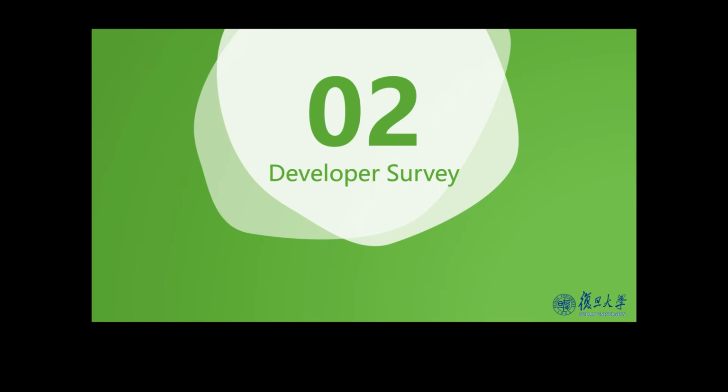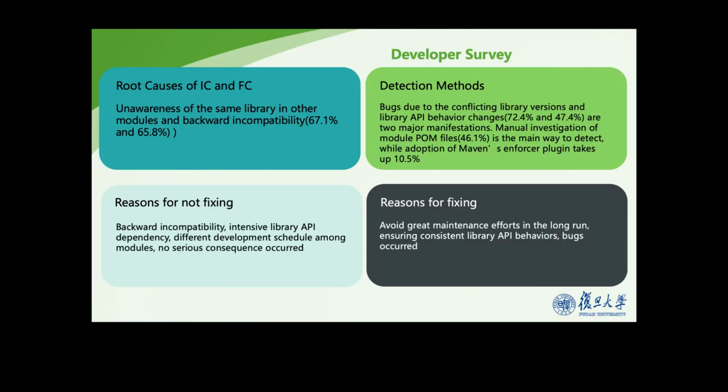Next we come to the developer survey. We sent out developer surveys to 443 highly starred Java projects that are built on Maven. We received 131 Java developer responses. Most of them are skilled and have long Java development experience. For the root causes of inconsistency and false consistency, unawareness of the same library in other modules and backward compatibility take up a large portion, which is 67.1% and 65.8%.